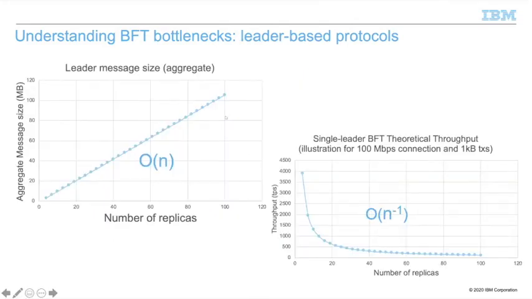I have here a simple calculation. As n grows, the number of nodes grows, the size of the leader message, not just the message size but the cumulative size of all the messages that the leader needs to send, grows linearly. This implies that the single-leader BFT theoretical throughput of a protocol such as PBFT decays inversely proportional to the number of nodes. This is what many experiments show. And this is because of the first message. It has nothing to do with the second and third all-to-all communication messages. So this is the first insight, right?